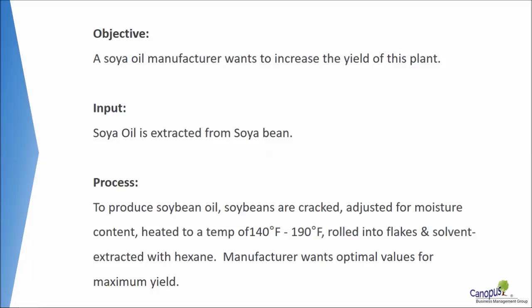Let's take an example of a soya oil manufacturer who wants to increase the yield of his plant. So the input for this is nothing but the soya bean itself. The process is a bit complicated. It involves cracking the soya bean at adjusted moisture level and then taking it to a temperature of around 140 to 190 degree Fahrenheit. After that, flakes are rolled and it's then used with a solvent, hexane, to extract the oil.